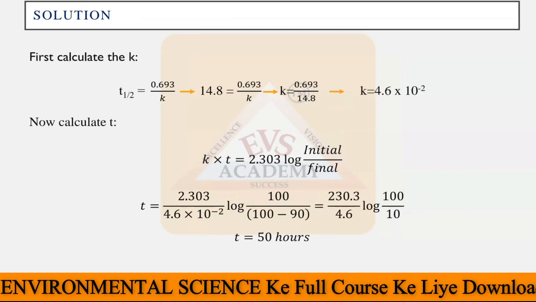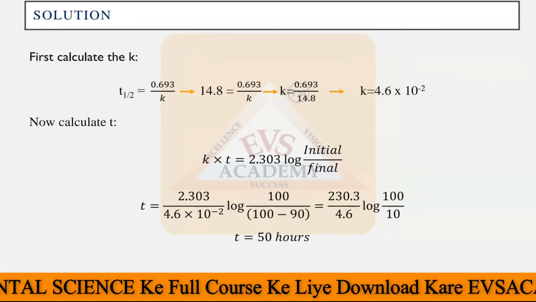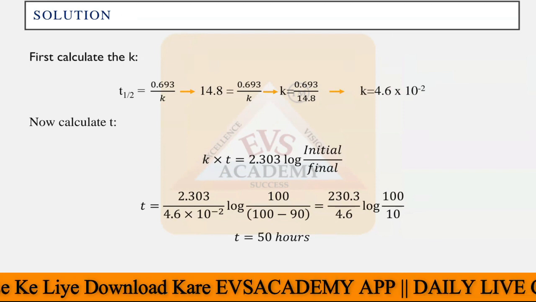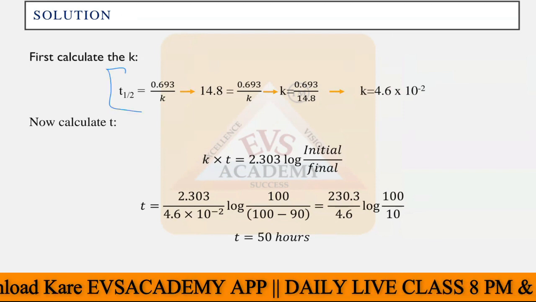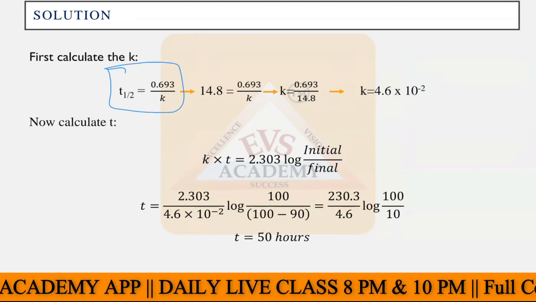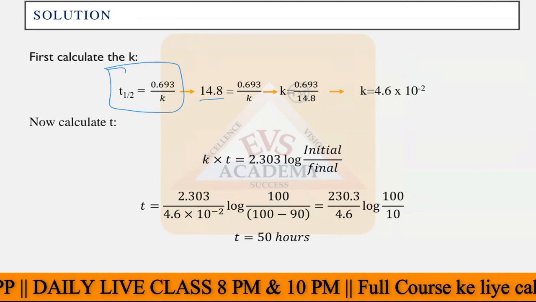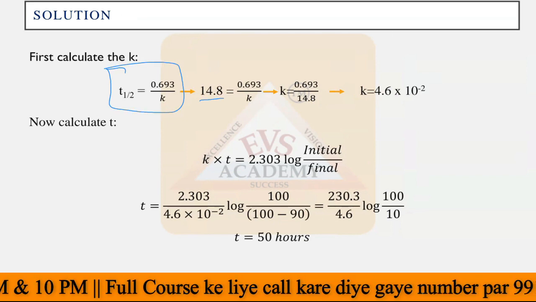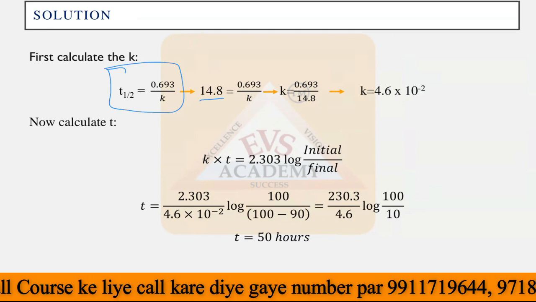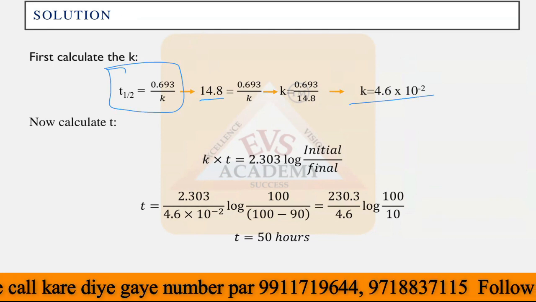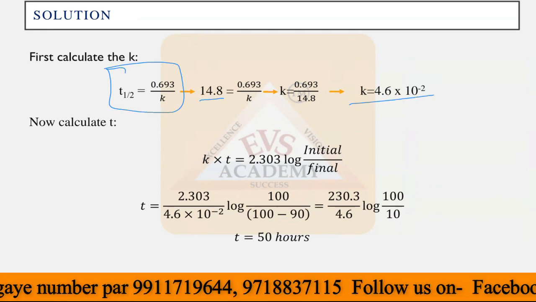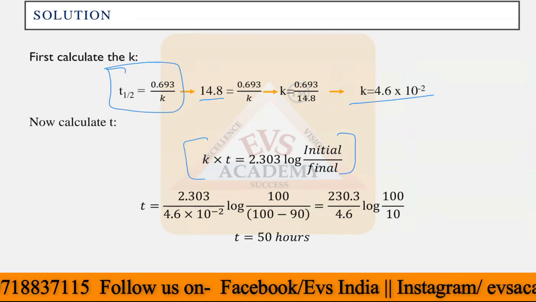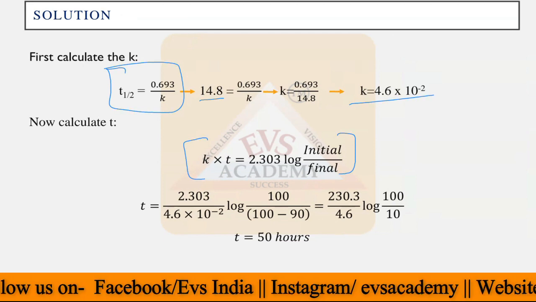So here, first calculate the reaction rate K, because the reaction constant K is not provided. And because half-life is provided, you can calculate K easily based on this particular formula. So here 14.8 is the T half, which is equal to 0.693 divided by K. So K is equal to 0.693 divided by 14.8. So you will get the K value, which is 4.6 multiplied by 10 to the power minus 2. Now use the final formula: K multiplied by T is equal to 2.303 log initial divided by final.